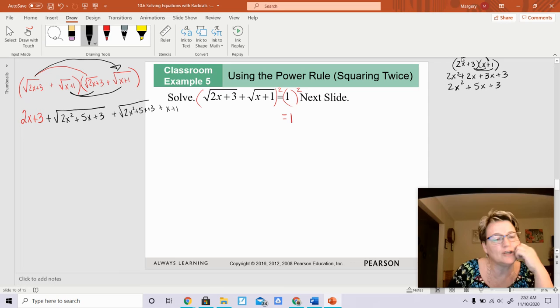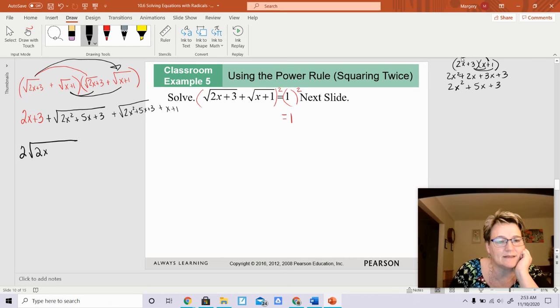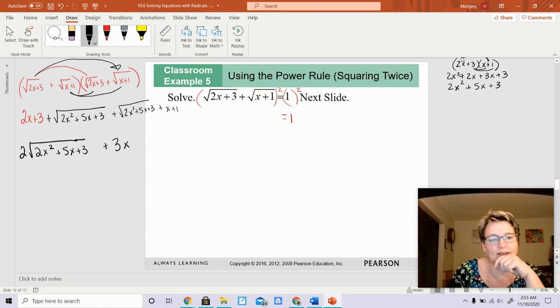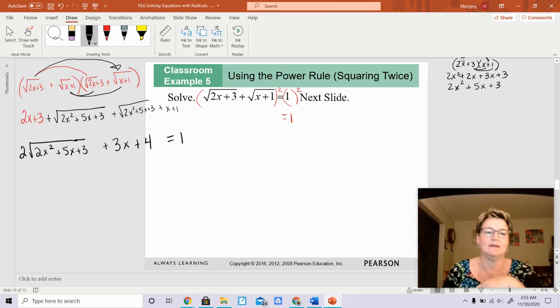Now combine like terms before you do anything else. These two here are like terms. So that's going to be 2 square roots of 2x squared plus 5x plus 3, I have 2 of them. And then I have a 2x plus a 1x gives me 3x. And then I have a 3 plus a 1 gives me 4, equals 1. So, oh my goodness.